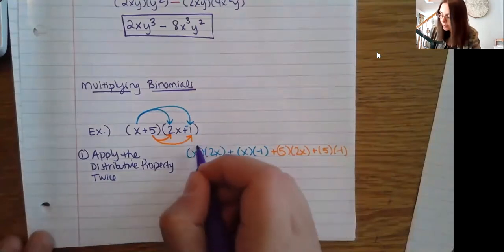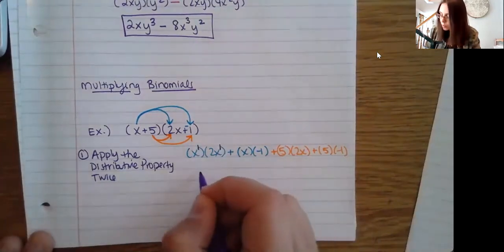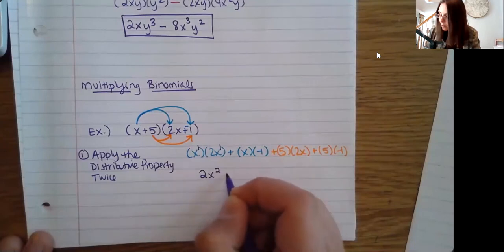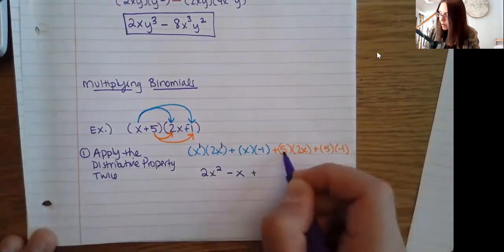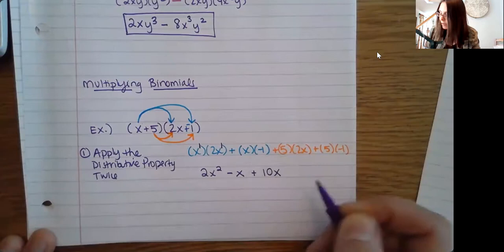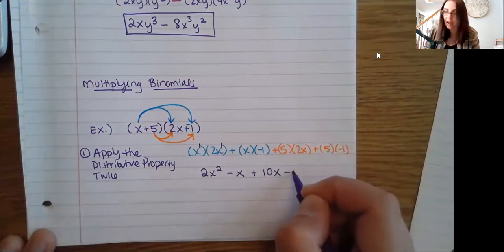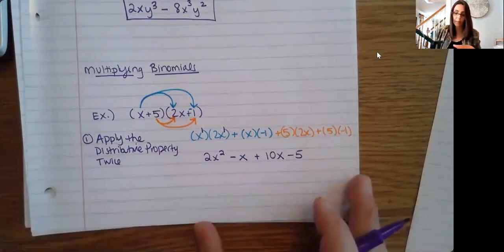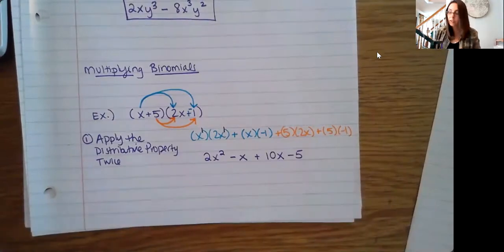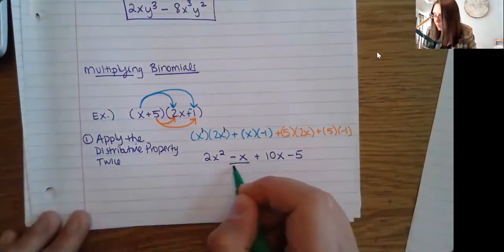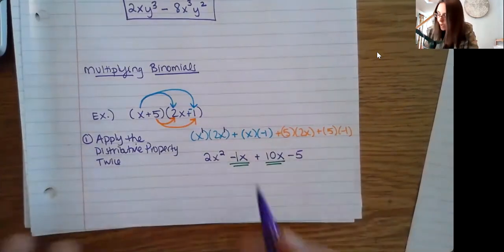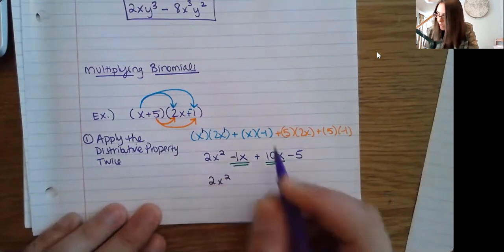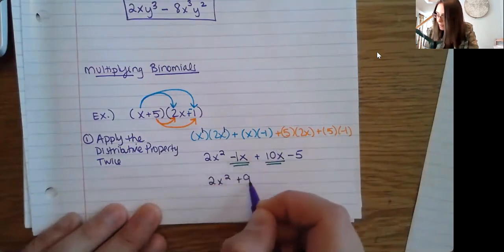So here I have x to the first and x to the first, so this is going to be 2x squared. Now, this is just -1x, so I'm just going to write it as -x, or minus x. Here I have a positive 10x, and here 5 times -1 is -5. Now, oftentimes when we are multiplying binomials like this, you do usually have like terms. So notice that I have a -1x and a positive 10x, and these can get added together. So I have 2x squared, -1 plus 10 is positive 9x minus.